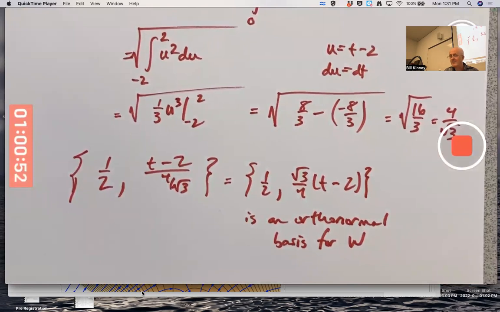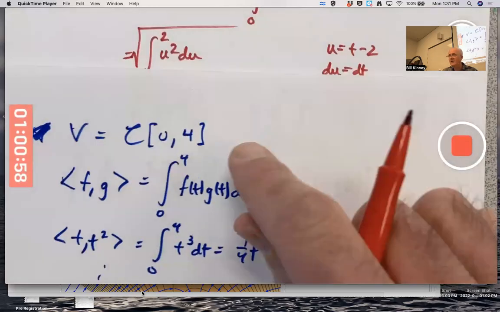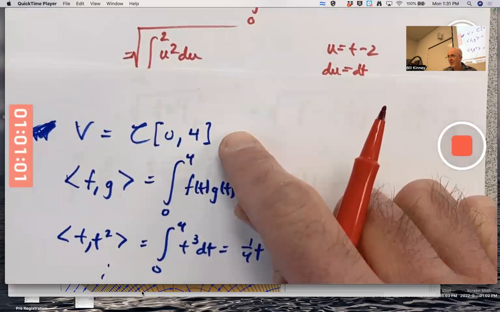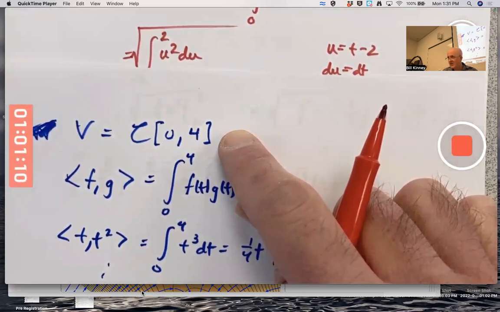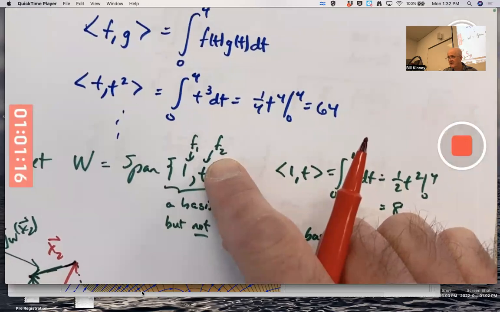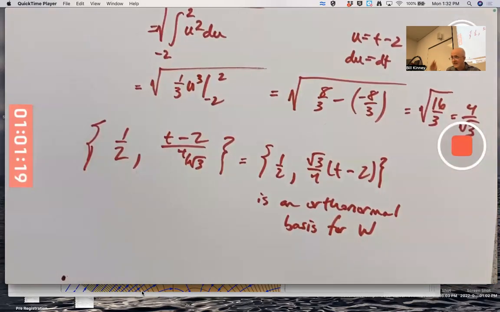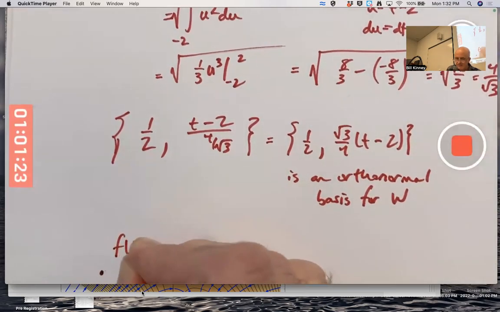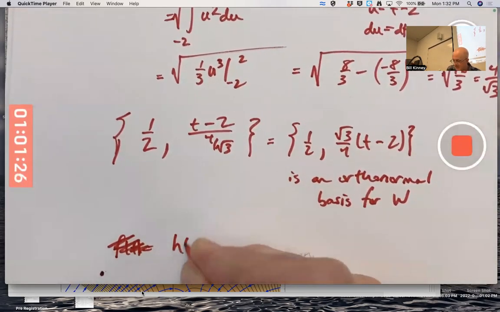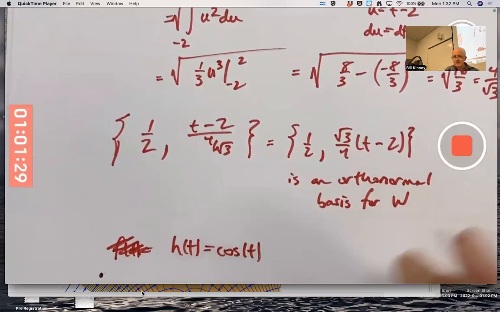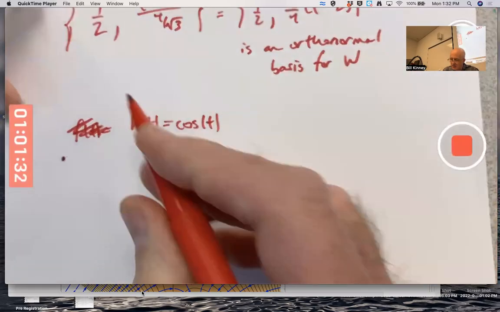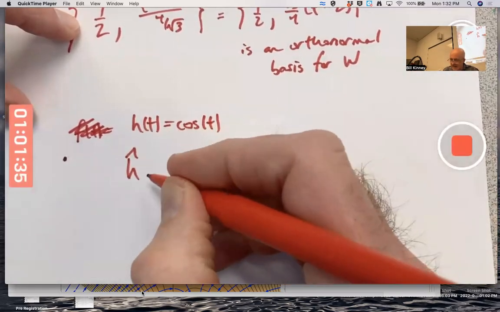How does this relate to Fourier polynomials initially? You give me an arbitrary function in the original function space. What's useful with Fourier polynomials leading to Fourier series is to find orthogonal projections of that arbitrary function on a finite dimensional subspace. And your function could be cosine of t, for example. It's a new function, called h of t equals cosine of t. I could find the orthogonal projection of h along the subspace, call it h hat of t.